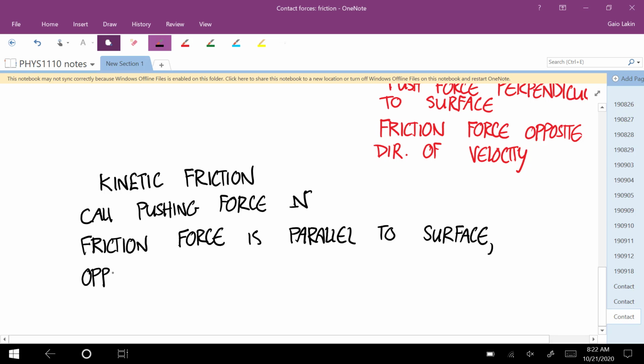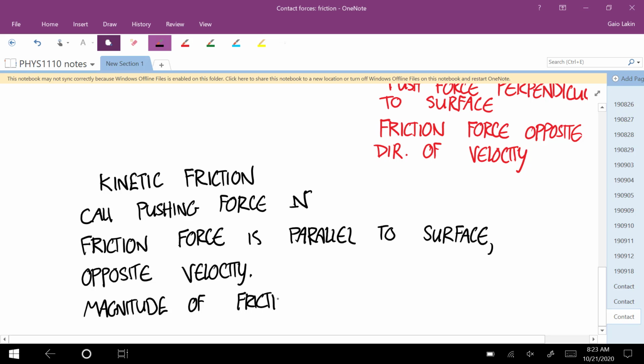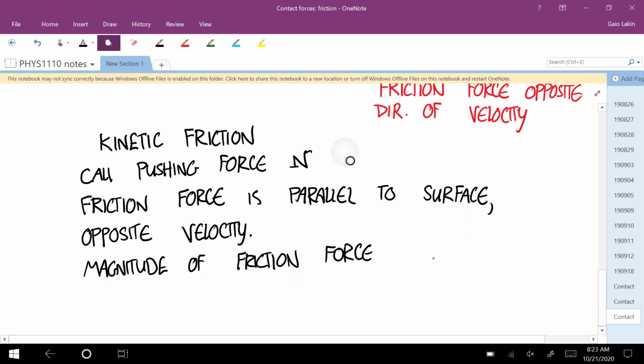And in the opposite direction of the velocity vector. We also, since we're calling that pushing force N, it turns out that we always know the magnitude of this friction force. So the magnitude of this friction force is this constant, that's the Greek letter mu, times the normal force.